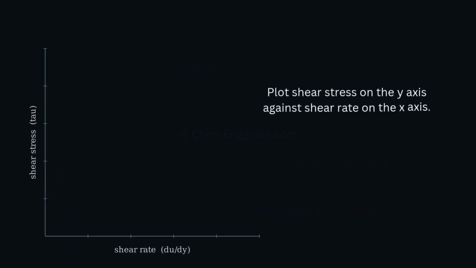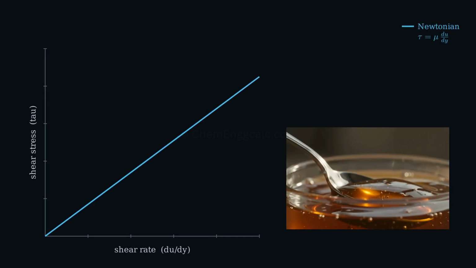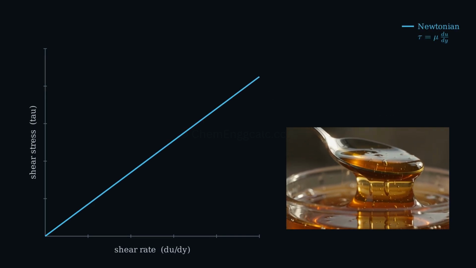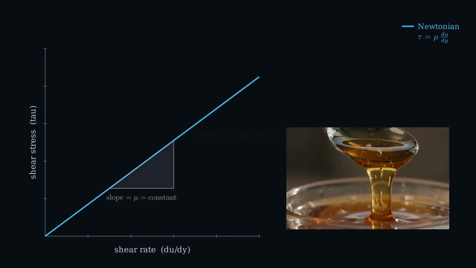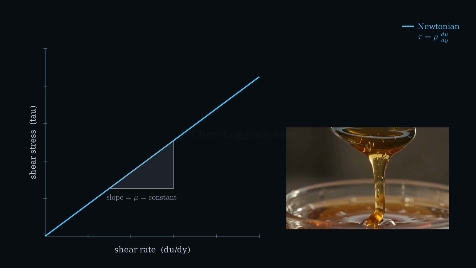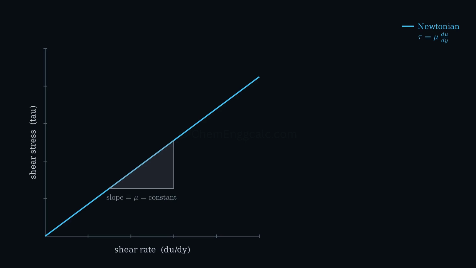Plot shear stress on the y-axis against shear rate on the x-axis. For a Newtonian fluid, this plot is a single straight line through the origin. The slope of that line is mu, and it stays constant no matter how fast you shear the fluid. Water, air, and thin oils all behave this way, hence Newtonian fluids.